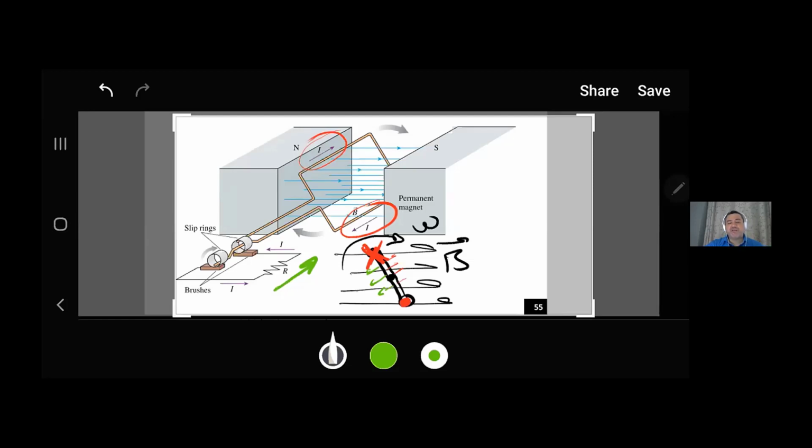Right when it reaches the maximum, and then once it continues to rotate, the current is going to be flipping, because now I have reached the maximum and there is no more. I will now go into decreasing the flux and so on. But that's why they have the brushes right here, to always maintain the direction.